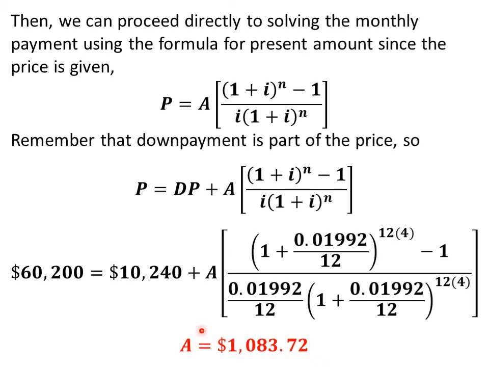Meaning, for this automobile, after considering the down payment of $10,240, you will have a monthly payment of $1,083.72.